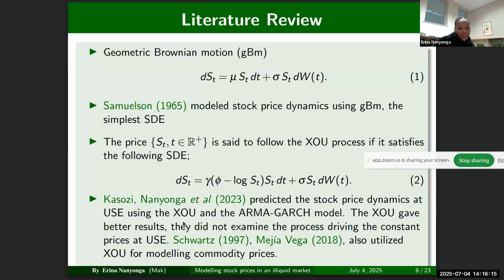So we aimed at making a model that is relevant to where prices move at the Uganda Securities Exchange by catering for the constant moves, bringing together the exponential Ornstein Uhlenbeck model and the model that I introduced before. And we are not the only people who use the exponential Ornstein Uhlenbeck model. In 1997, Schwarz also used it. In 2013, Vega also used it to model stock commodity prices. Actually, there are gold prices.